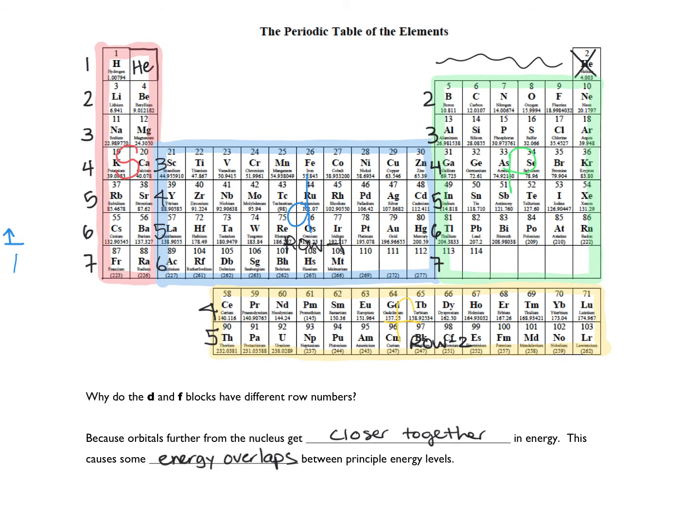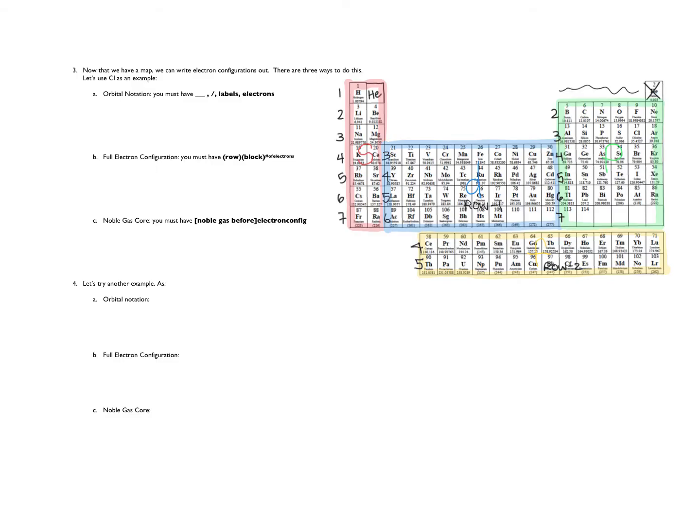Now that your periodic table is all set as a cheat sheet, we're ready to learn how to write electron configurations. There are 3 ways to write electron configurations. One is called orbital notation, another one is called the full electron configuration, and the last way to write them is called the noble gas core. We're going to write each of them, and we're going to do it first for the element chlorine.